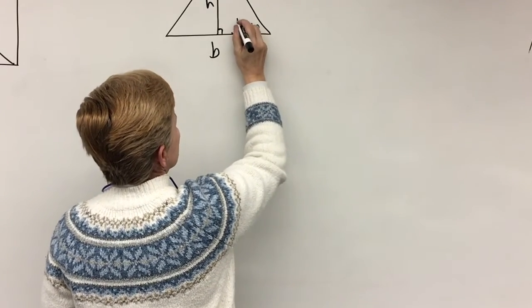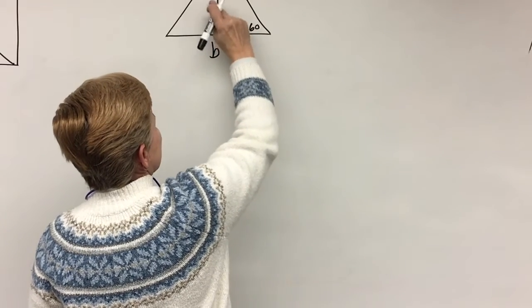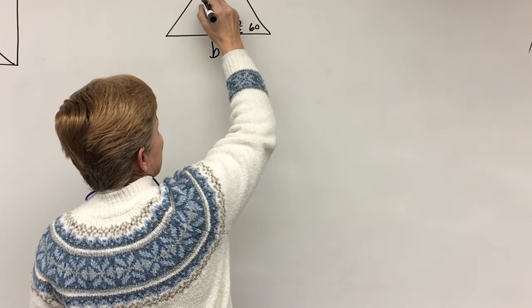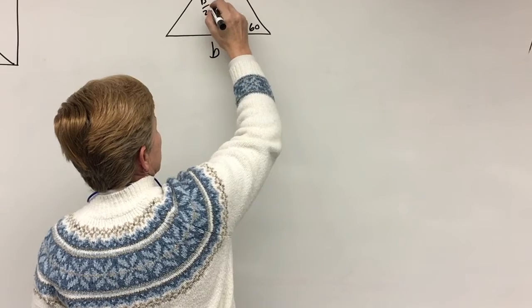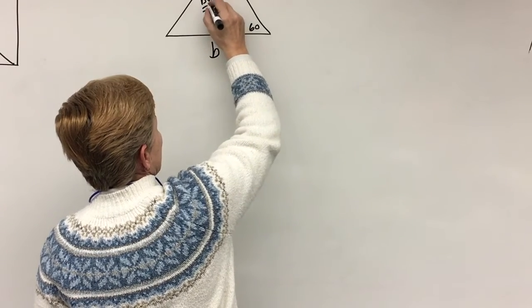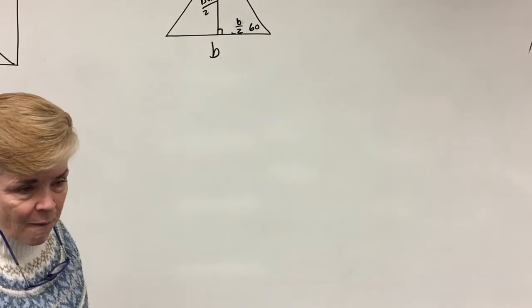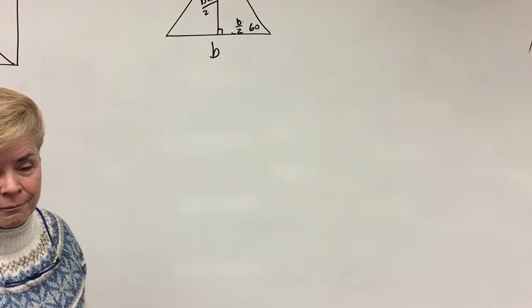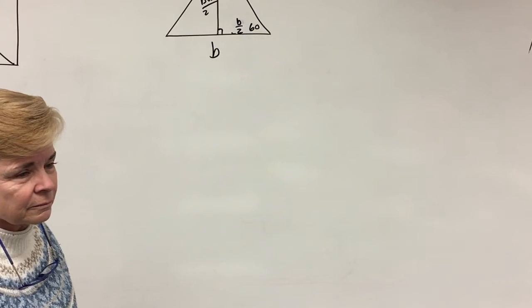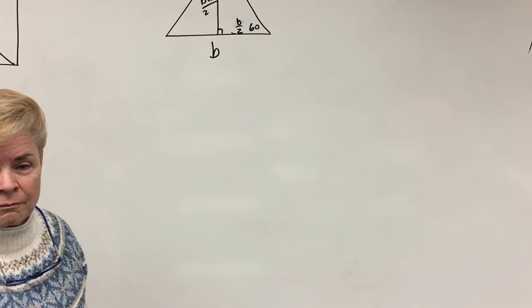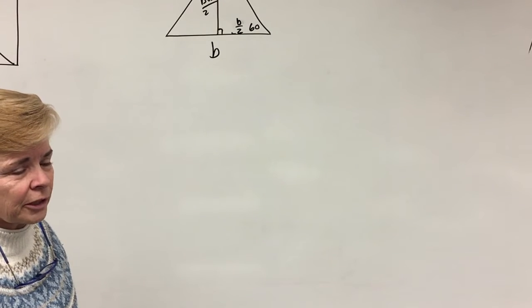This length right here is B over 2, which means that this height right here is B over 2 root 3. Remember that? About special right triangles from trig? Are y'all following? No? I remember it now, but I can show you why. Do you need to see why, Ryan? Yes.